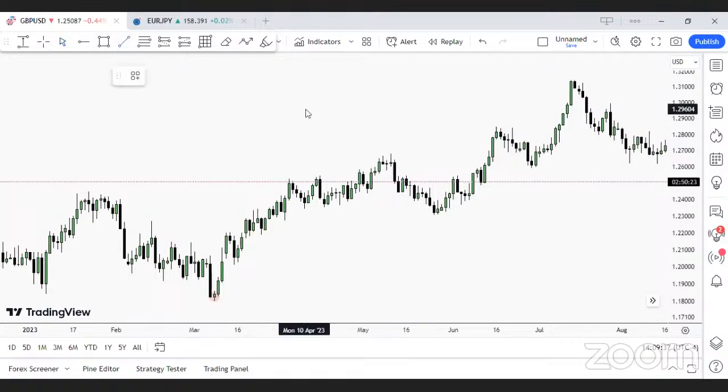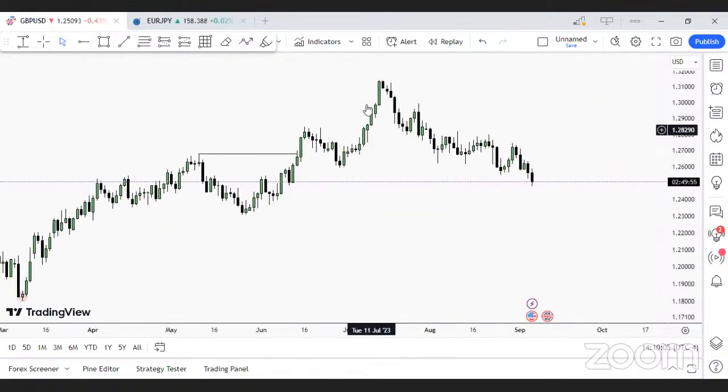Let me just draw that out for you guys to see. So this is previously where the market was before it broke to the upside. Now when we have the break to the upside, we call it a break of structure. This is a structure. Now the structure has been broken. So that was a previous high.